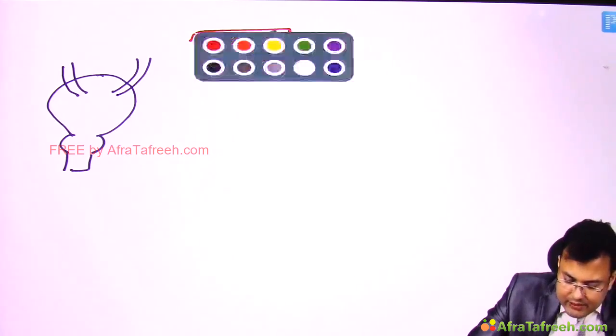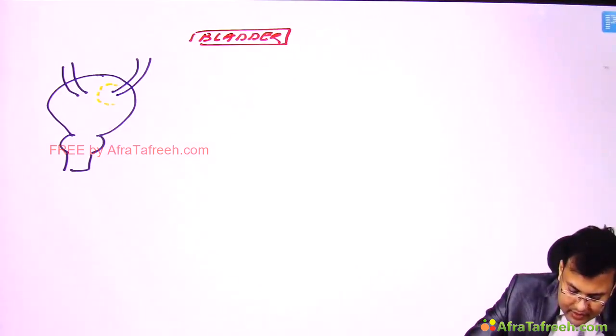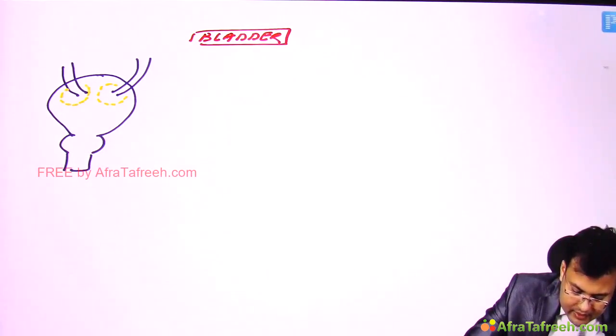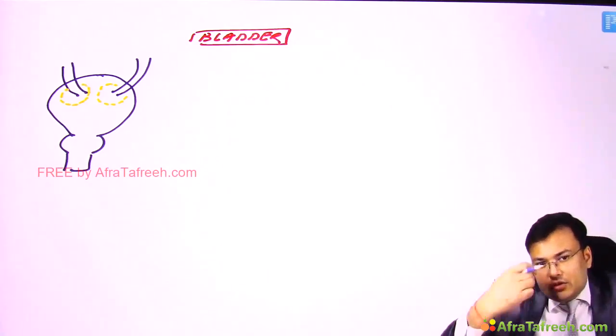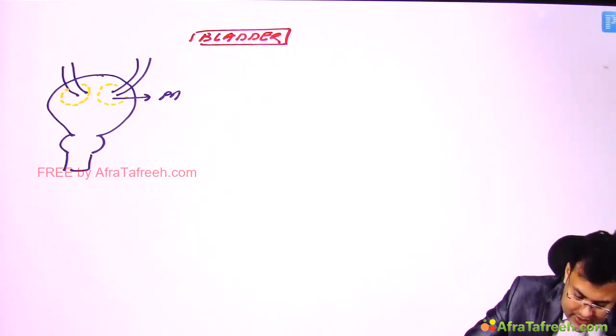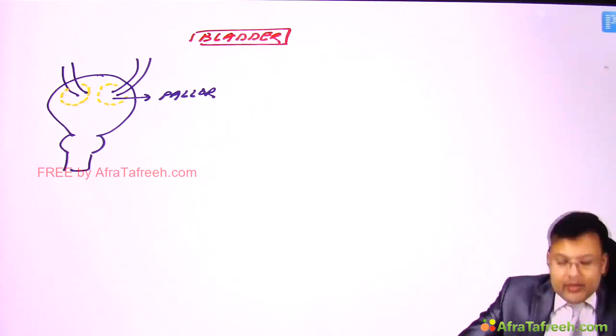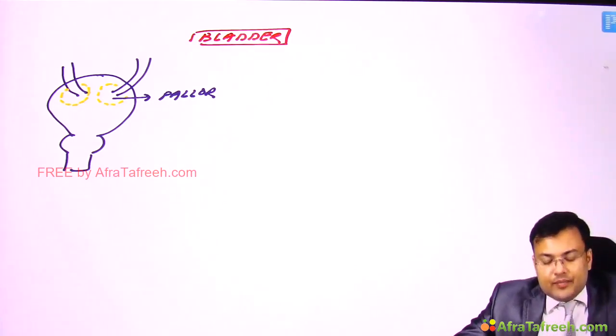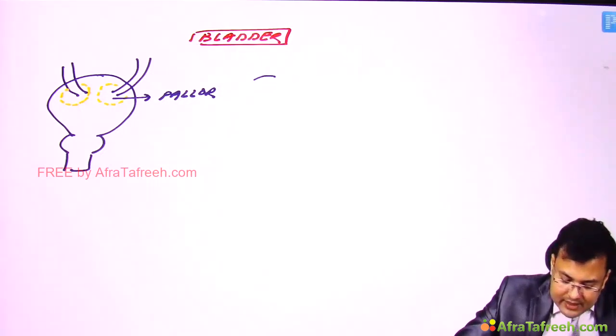So this question is frequently asked. What is the earliest change seen in genitourinary tract tuberculosis on cystoscopy? So here it's the pallor. What's that? It's the pallor around the ureteric orifice. After that, what are the sequence of events?